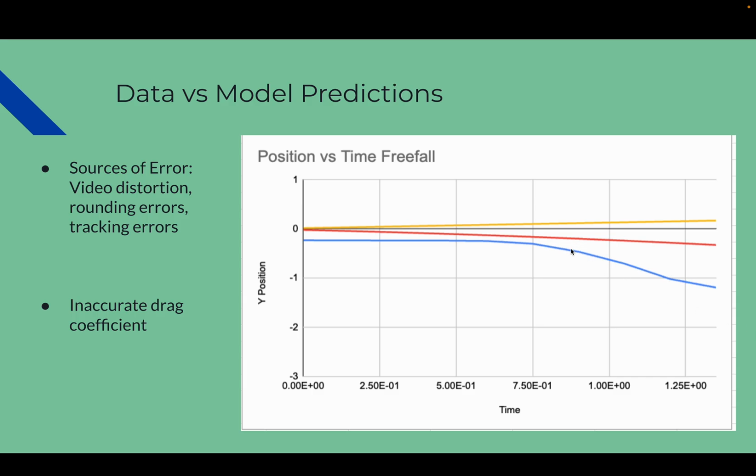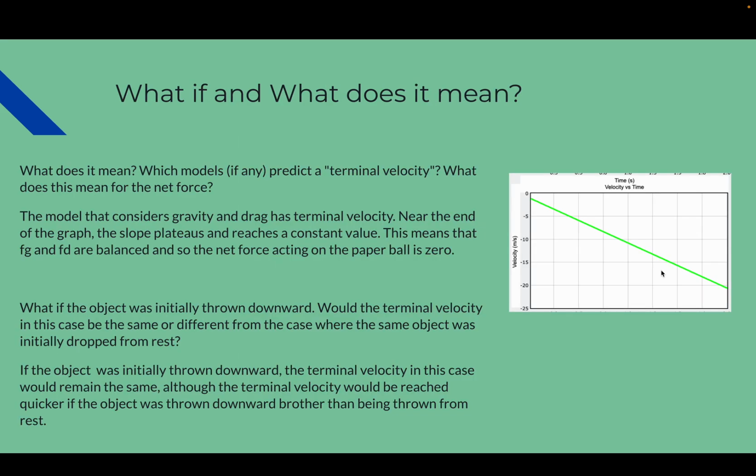And you can see that our real-life model closely mimics the drag force model, which is the red one, closer than it does the yellow, which is the one without drag force. Another error that I might have made is calculating an inaccurate drag coefficient, which might have also resulted in a reduced drag coefficient, causing this line to not be as accurate as it should be.